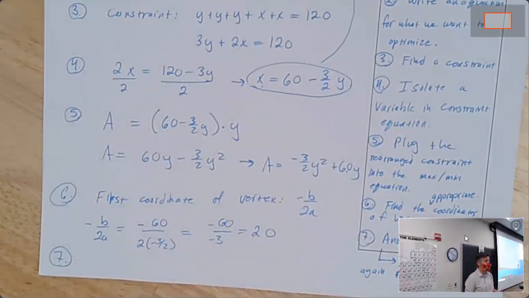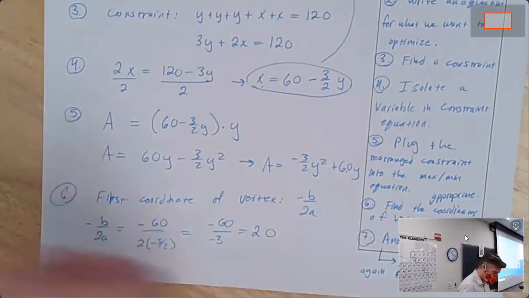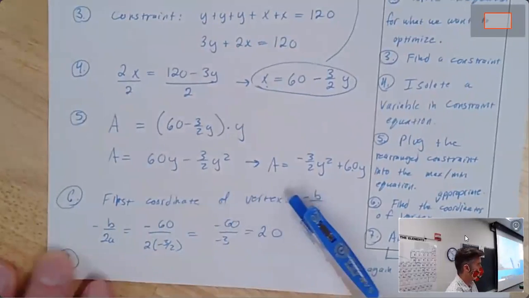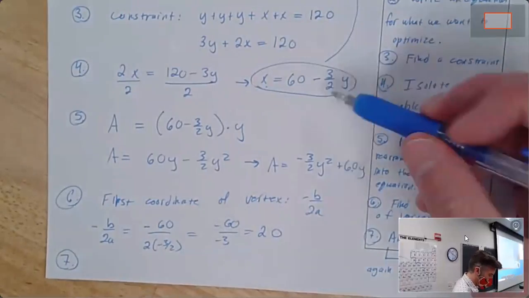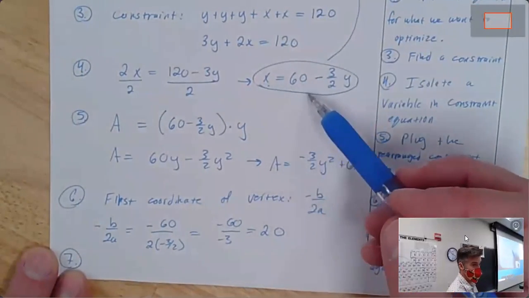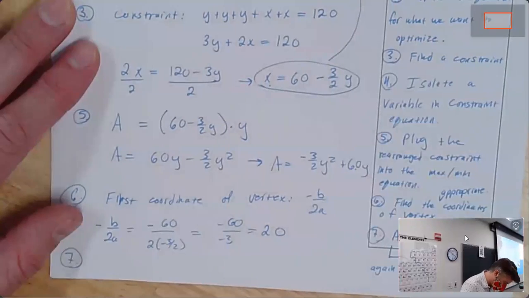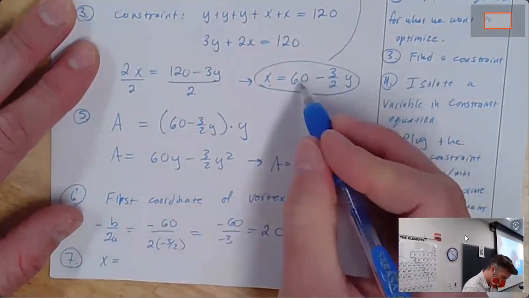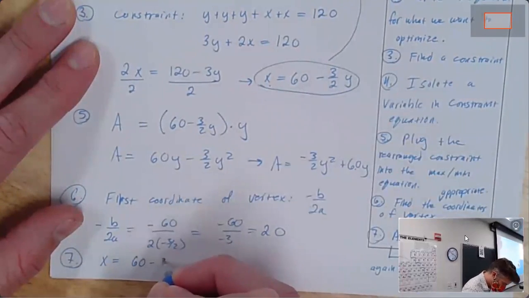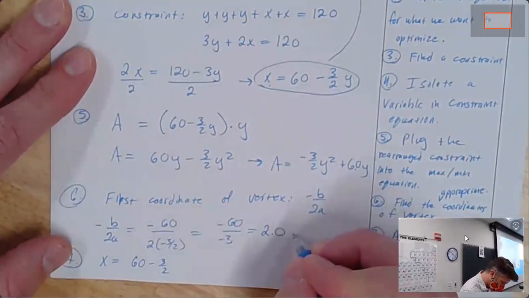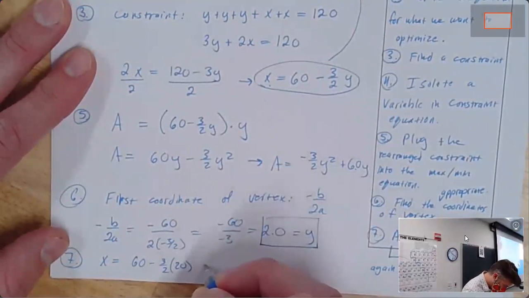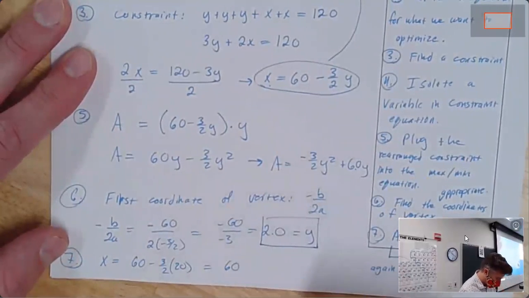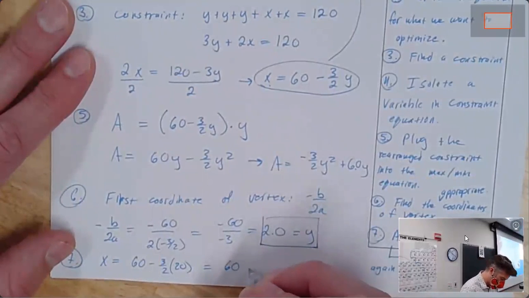What's typically going to happen is when you're finding the other piece of information they're usually asking you to find, you should go back and look through your work, because somewhere in your work, there should be an equation of the thing you want to find. We're trying to find x. Oh, look, there's an equation where x is already isolated. So x is 60 minus 3/2 times y. But we just found that y was equal to 20. So x is going to equal 60 minus 3/2 times 20, and 3/2 times 20 is 3 times 10, which is 30.